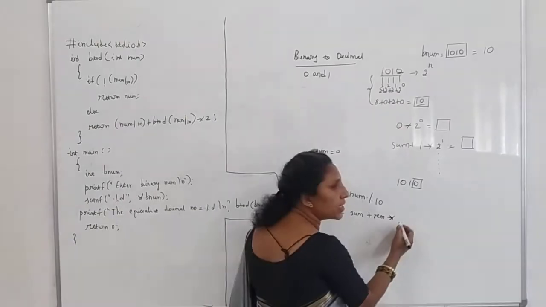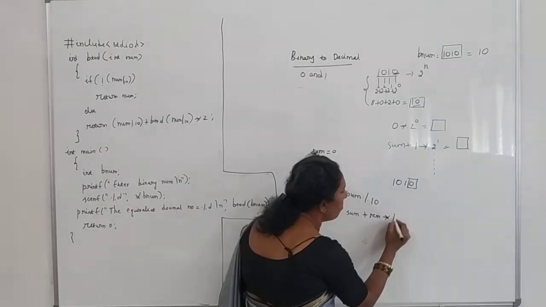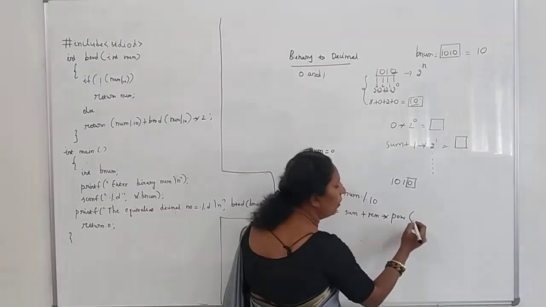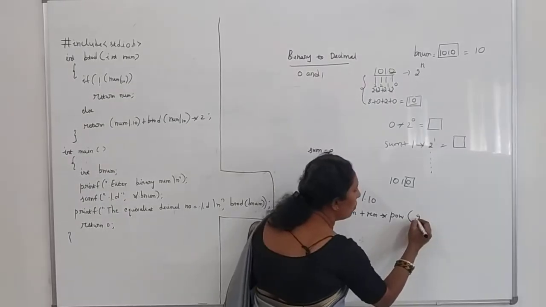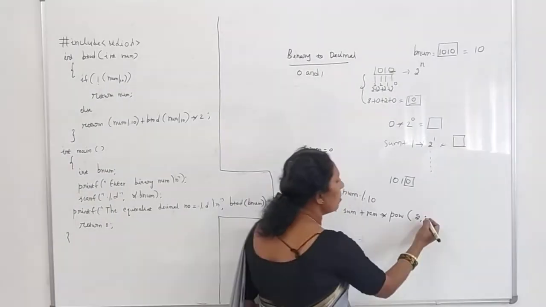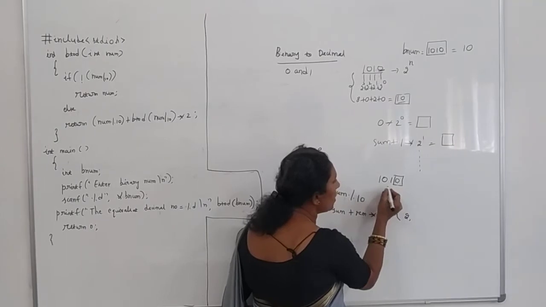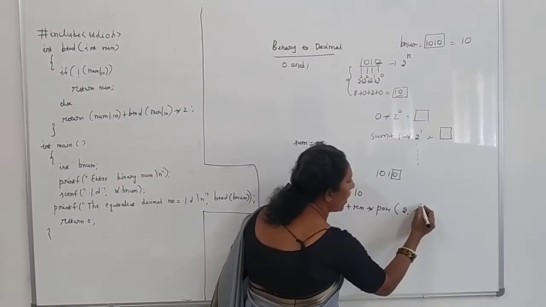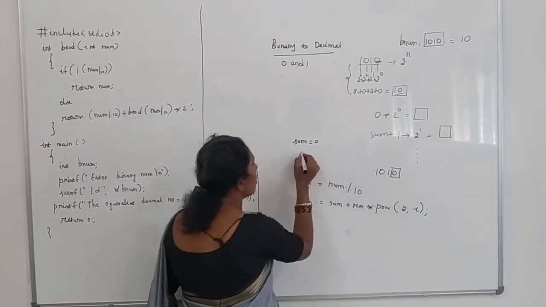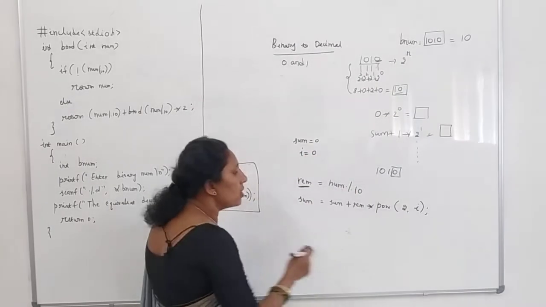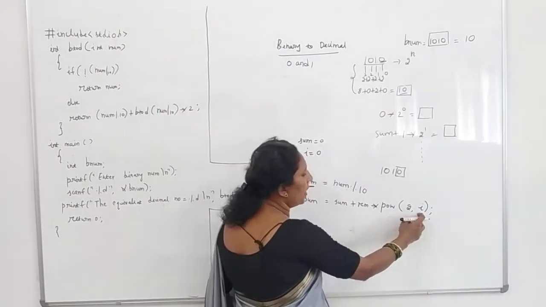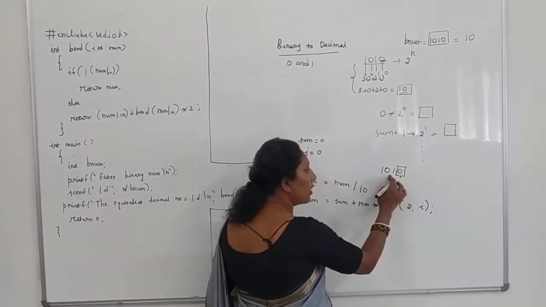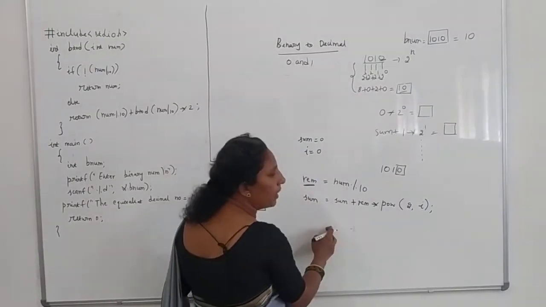That should be achieved with the help of the built-in function pow, 2 to the power of 0. I can't write 0 here because a few more bits are still there. So I will take the variable i and initialize it to 0. The first time I get i equal to 0. Next time, if I want 2 to the power of 1 for the next step, I should increment the i value.